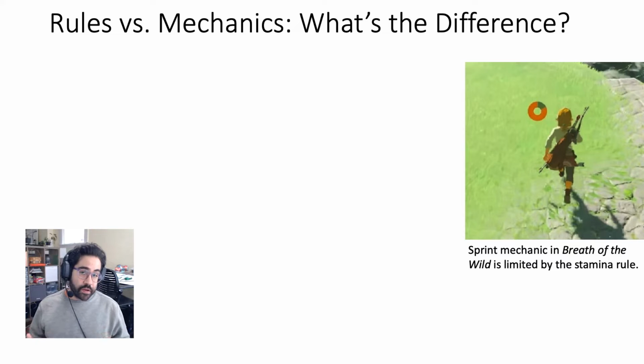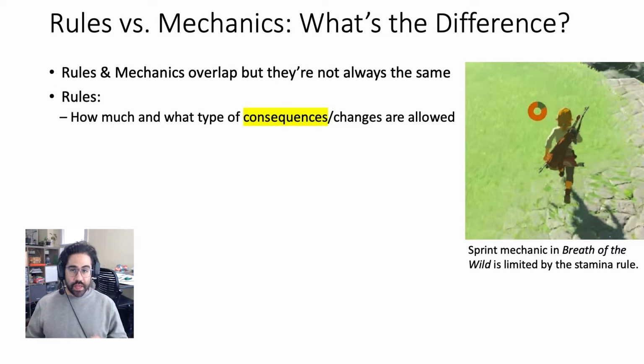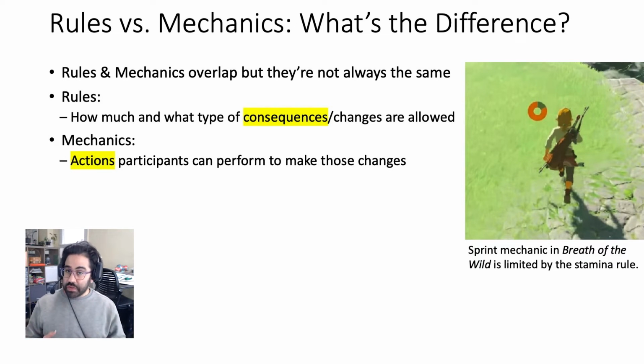Gamers and game design theorists don't always agree about the difference between rules and mechanics, or even that there is a difference between the two. The way we'll frame it here is that rules and mechanics often overlap, but they're not always exactly the same. We can think of rules as how much and what type of consequences or changes to the game state are allowed at any given time, and mechanics as actions that participants can perform to make those changes. So the distinction is a little bit more between actions for mechanics and consequences for rules.